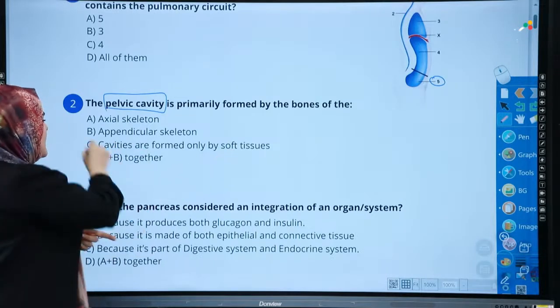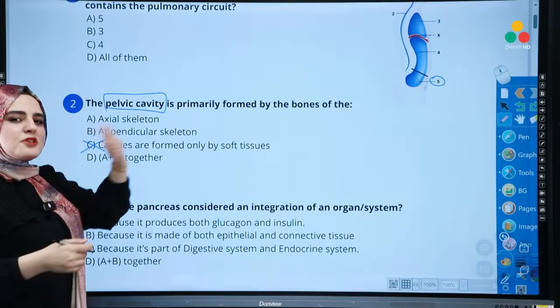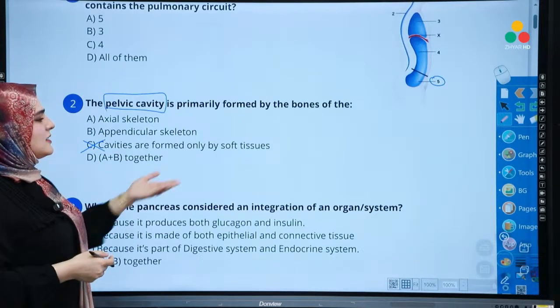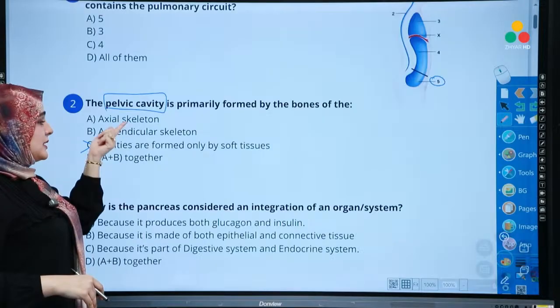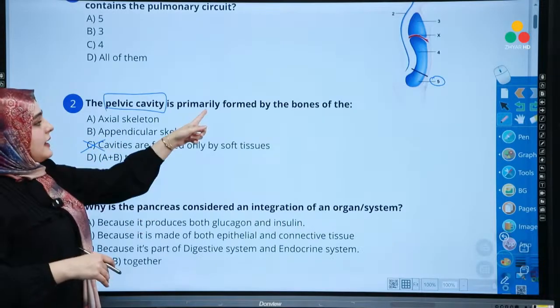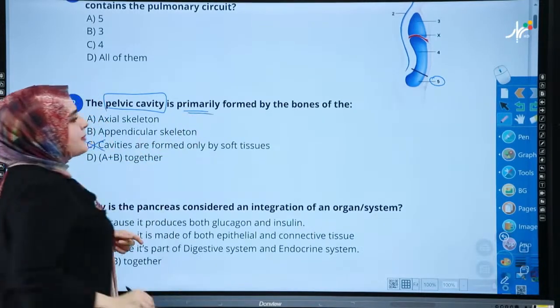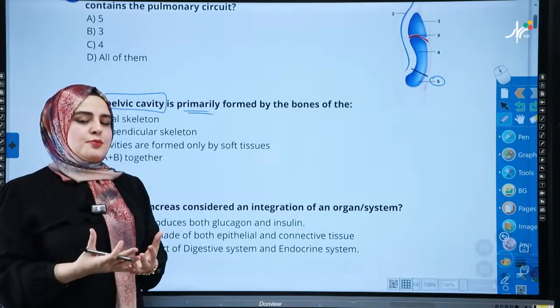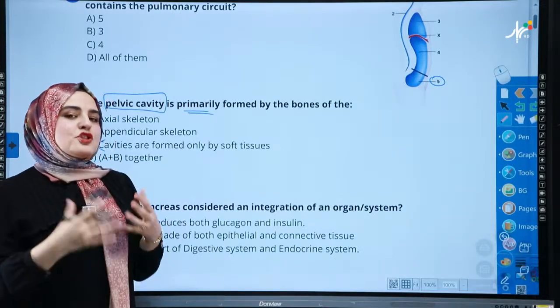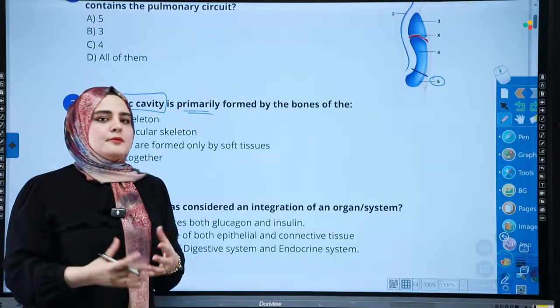We're going to take this one out, eliminate it to raise our chance of getting a correct answer, since we know that bones are not soft tissue. Or A, B, and B together. Here, there is a keyword too. Primarily means the major ones, the major bones that are contributing in making that. So not just any bone or all of them.